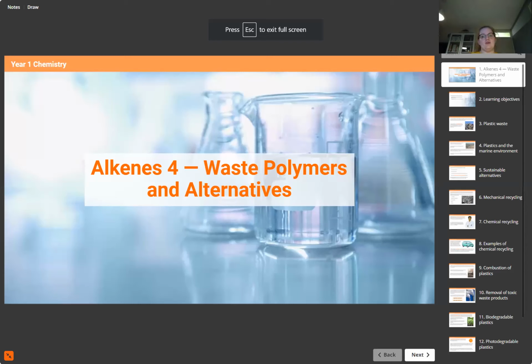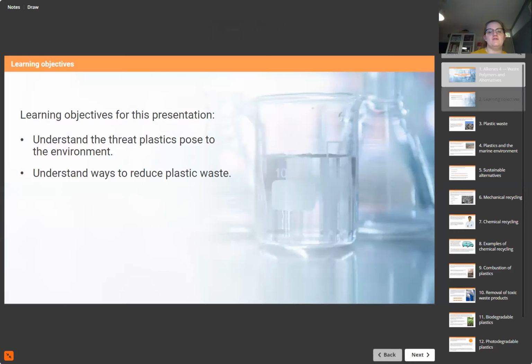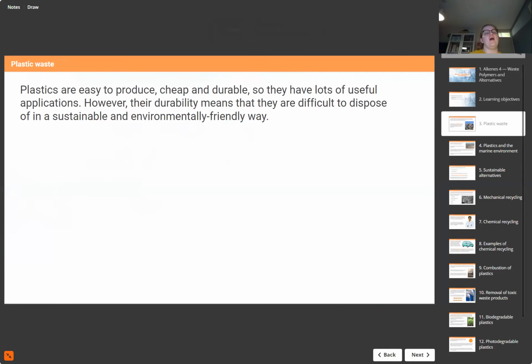Waste polymers and alternatives. There are issues with polymers, massive issues, which we're going to look at now. Polyethylenes and polypropenes are really easy to make. They're durable and they're cheap. So they're great economically. We've got a lot of use for them.